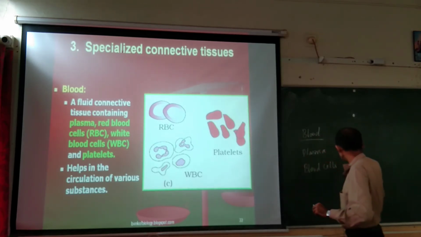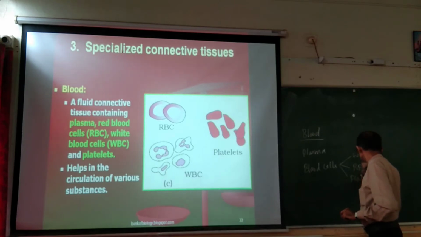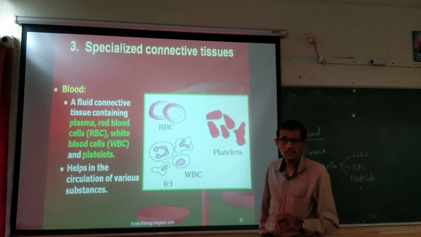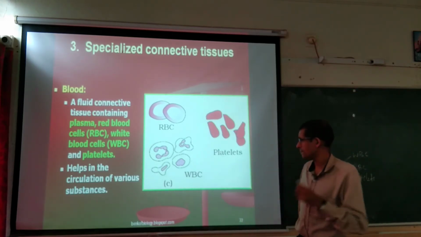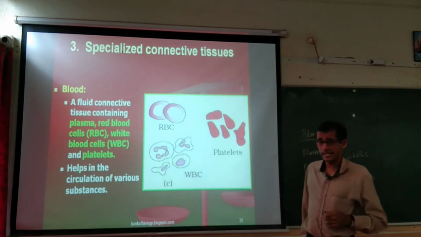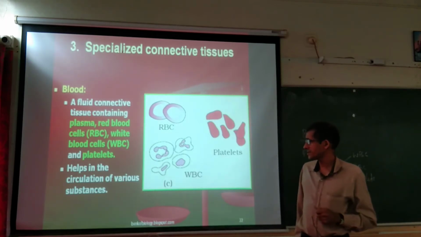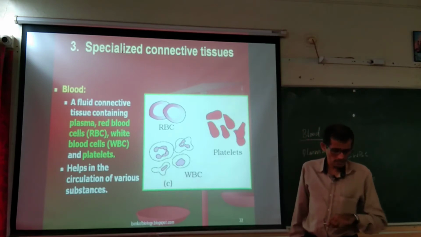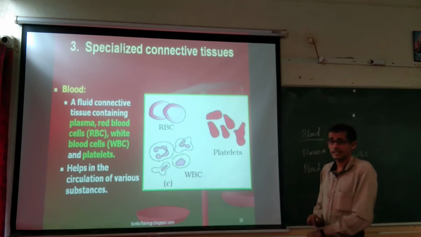Next, blood cells we divide into WBC, RBC and platelets. WBC, RBC and platelet. So we can divide them in this way. Totally, blood is one of the fluid connective tissues, containing blood plasma, RBC, white blood cells and platelets. These are the important components of human blood and help in circulation of various substances.